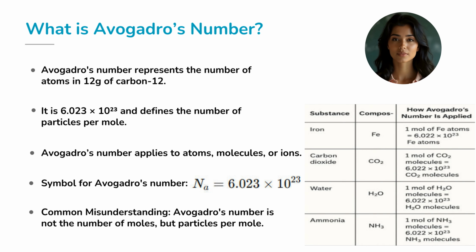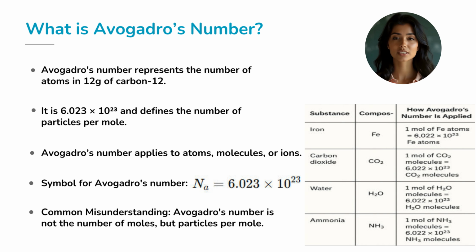Now, speaking of 6.023 times 10 raised to the power of 23, you might be wondering, what exactly is Avogadro's number? It's a bit like a superpower in the chemistry world. Imagine holding a coin in your hand and then you multiply that coin by billions and billions. That's essentially what Avogadro's number represents. It tells us how many atoms are in exactly 12 grams of carbon-12, the standard for our counting system.